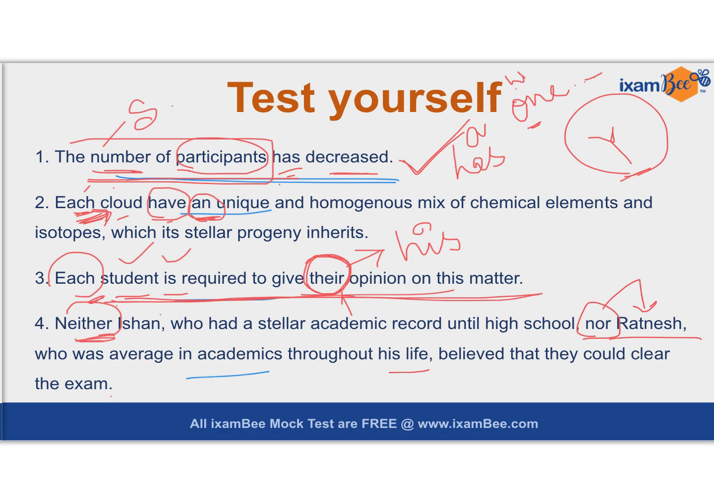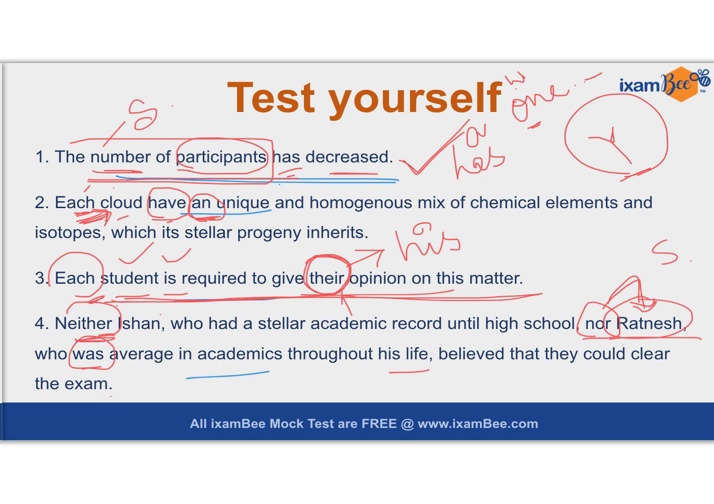Verb should agree with the second subject. But here you should remember that not only the verb, but uniformity should be maintained throughout the sentence, and even the pronouns should agree with the actual subject. So here, after nor, Ratnesh is there. That means Ratnesh is singular. Okay. So was is correct.